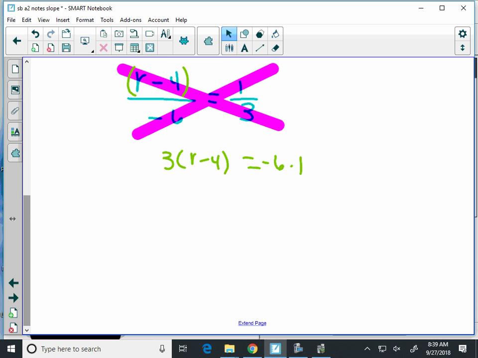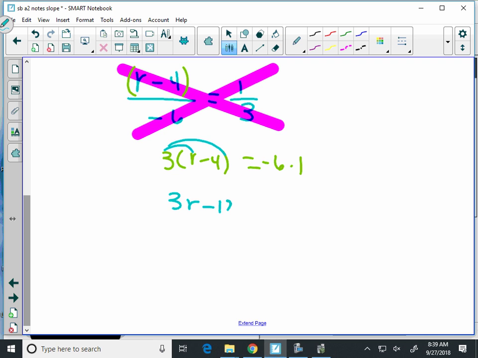So then we clean these up. What do we have to do with that 3? Distribute it. 3 times r is 3r. 3 times negative 4, negative 12. And then here we said negative 6 times 1 is negative 6. That way when you look back, you can see that you multiply. You're not wondering where the number came from. And then you just solve like a two-step equation to get r by itself.